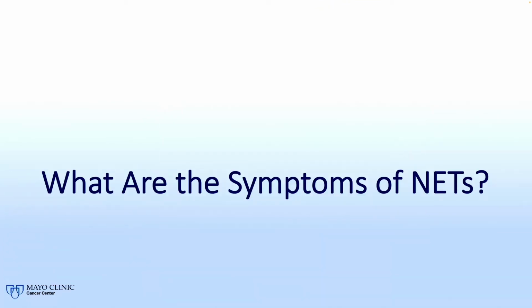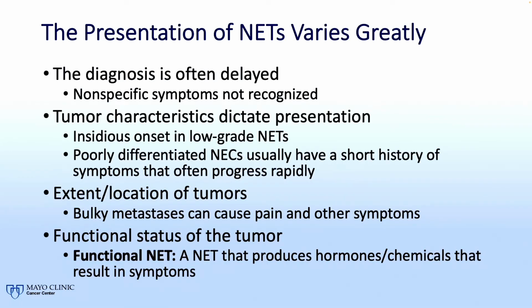So moving on again to the symptoms of NETs. What are the symptoms? This could obviously be a talk on its own, but I will say this: the diagnosis is delayed. Symptoms are very nonspecific, some subtle symptoms of not feeling well, abdominal discomfort, that sort of stuff. The tumor characteristics actually dictate to a large extent how the symptoms will be. A slow-growing tumor may not have any symptoms unless it's producing hormones or has been in there for years or even decades. A poorly differentiated neuroendocrine carcinoma typically has a short course.